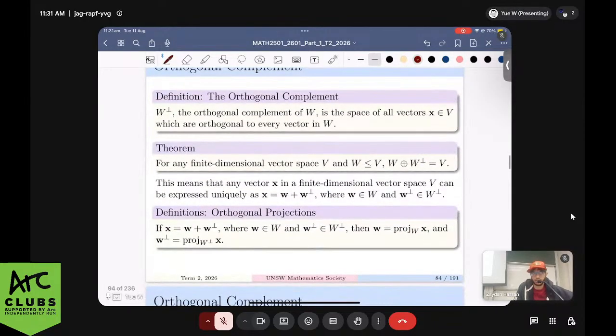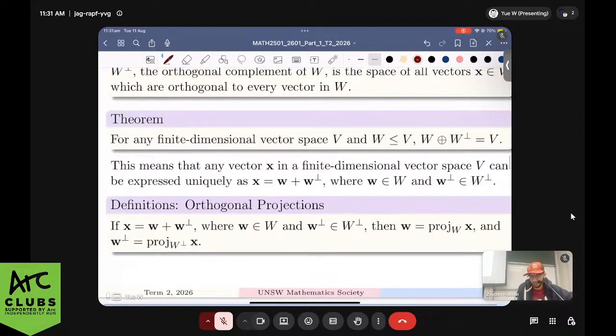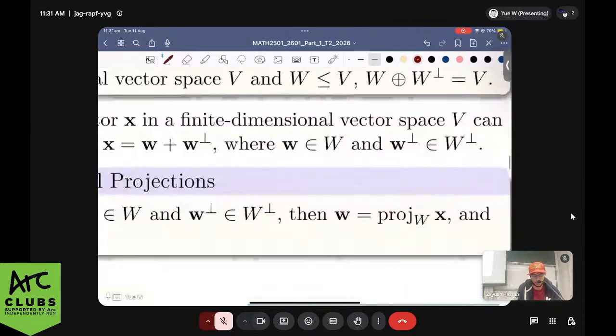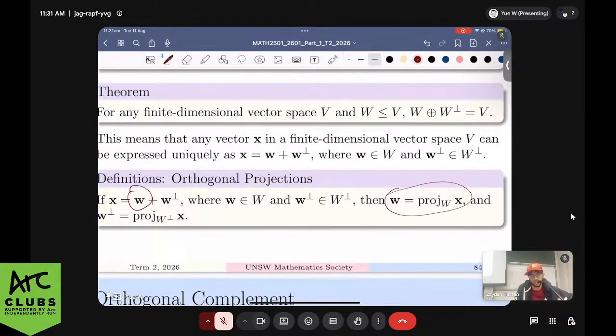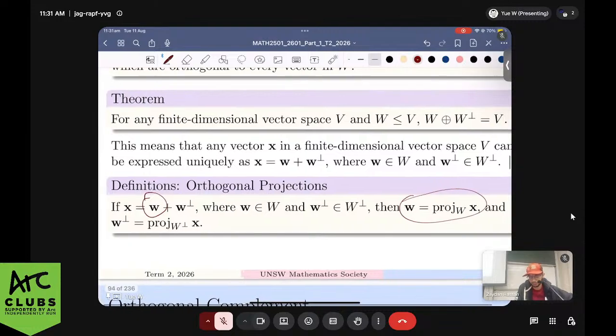Now, because there's a unique way to write any X as something in W plus something in W perp, this something in W is called the projection of X onto W, where we're actually projecting onto the space W. It's a bit weird, but what this means is the component of X in the space W. And then there's also, you can project onto W perp.